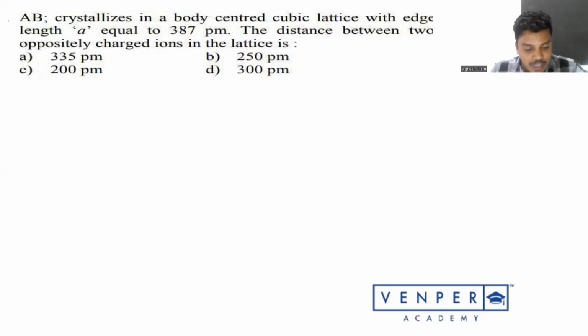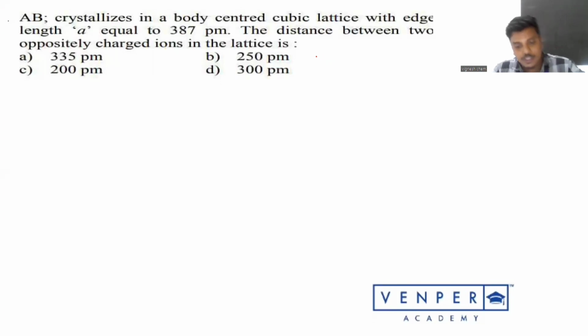It's called a solid state question. This is also very, very simple. Now read the question. AB is crystallized in a body centered cubic lattice, with edge length a equal to 387 picometer. They are asking the distance between two opposite charge ions.